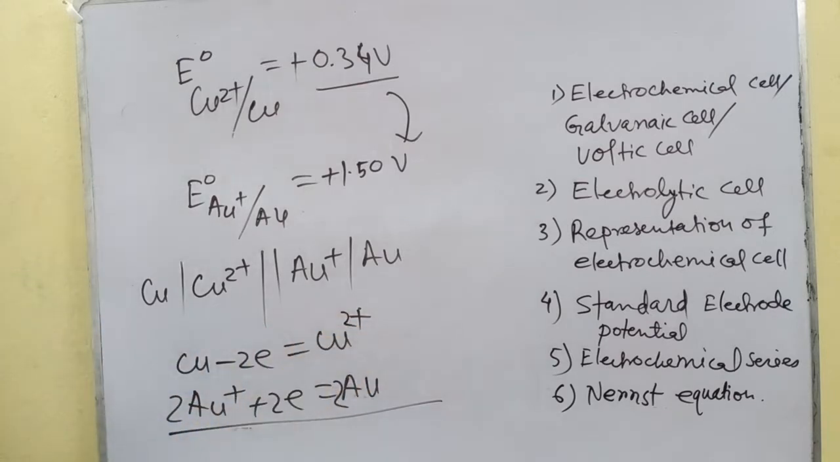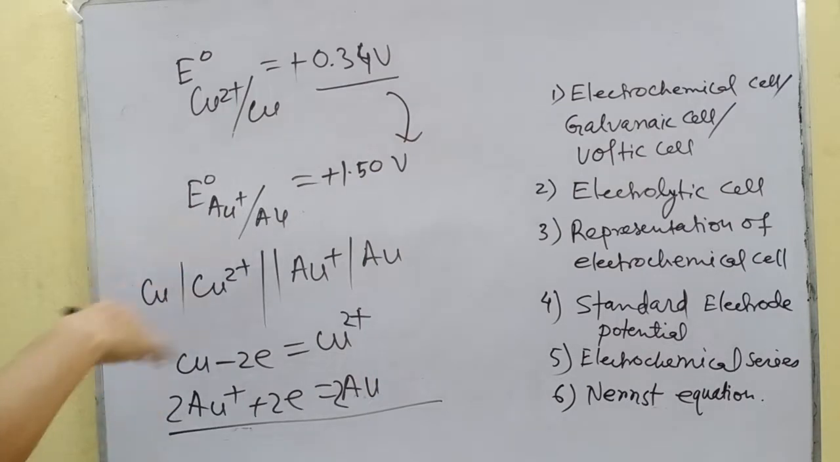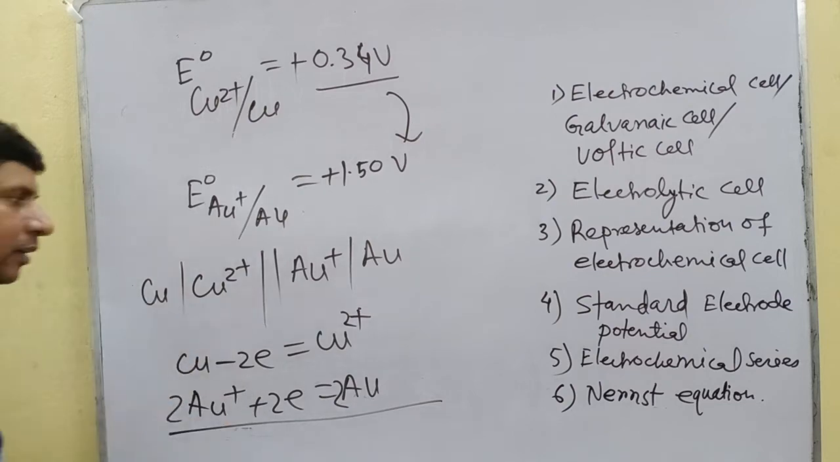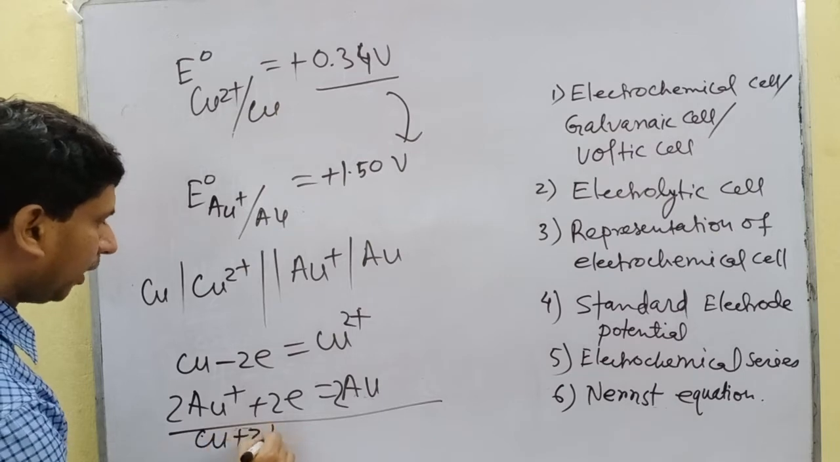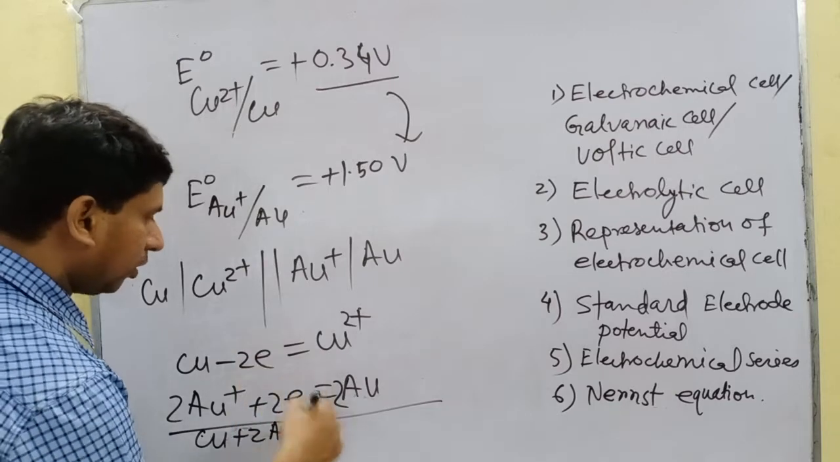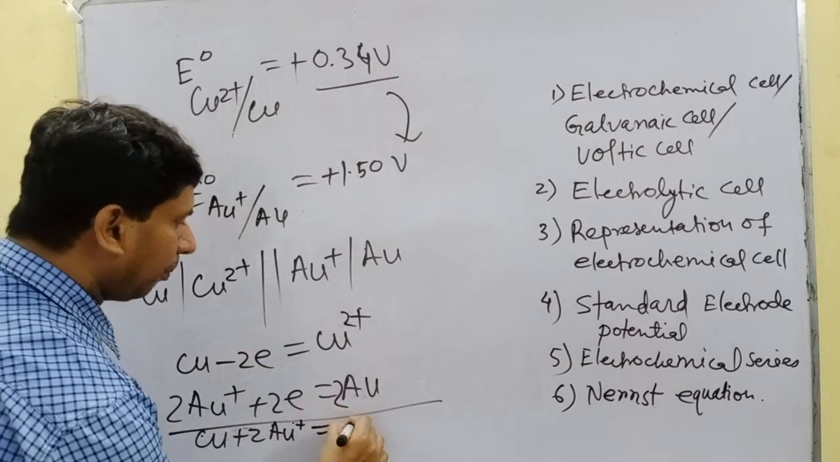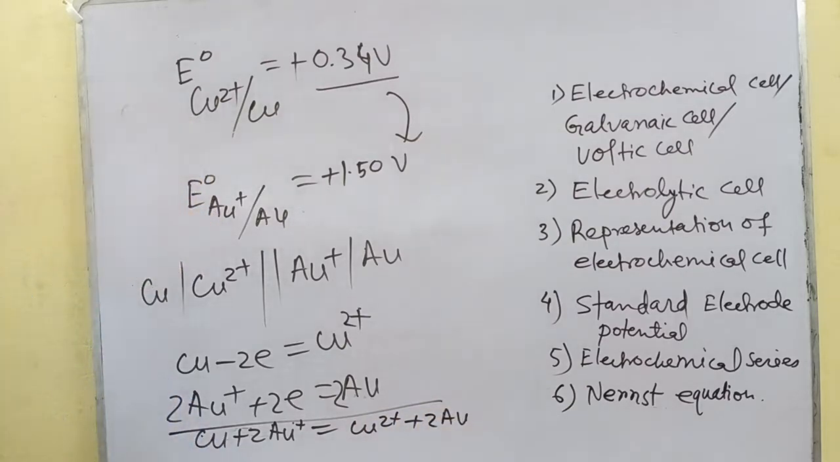Why does this reaction occur? Because the reduction potential of gold is high, so gold will be reduced and copper will be oxidized. This is always fixed. Then Cu plus 2Au plus, the electrons cancel out, and we get copper 2 plus plus 2Au. This is the full reaction, and these are the oxidation and reduction half reactions.